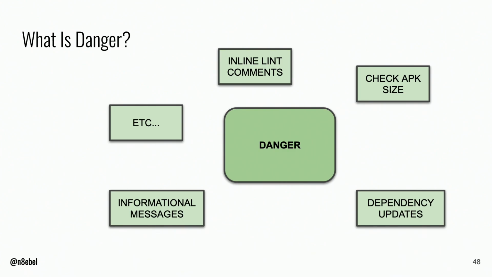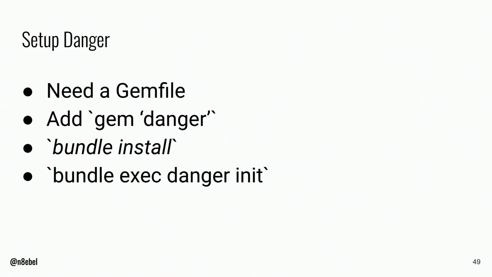With Danger, we can start to think about a lot of things. We could use Danger to remind us that we have dependencies that need updating. We could use it to track our APK size. My favorite thing is that we can use it to give inline comments on linting or code formatting issues, which means you don't have to click multiple levels deep to see the log of which formatting issues you need to go fix. So there's a lot of stuff you can do here.